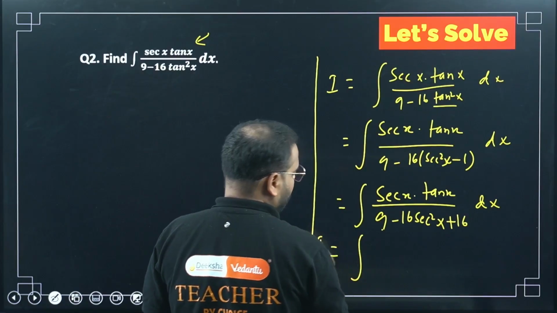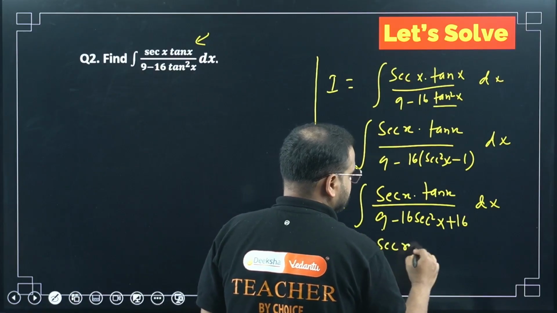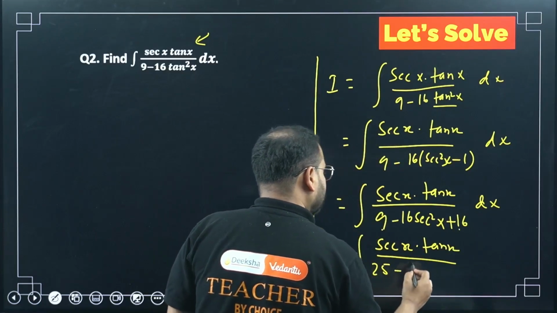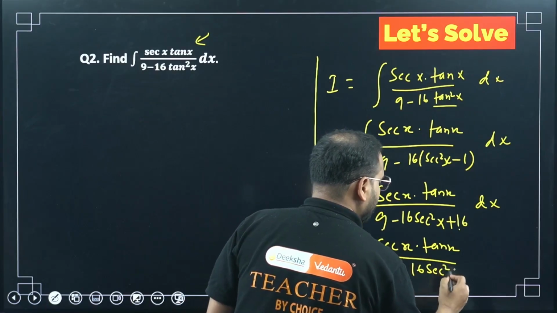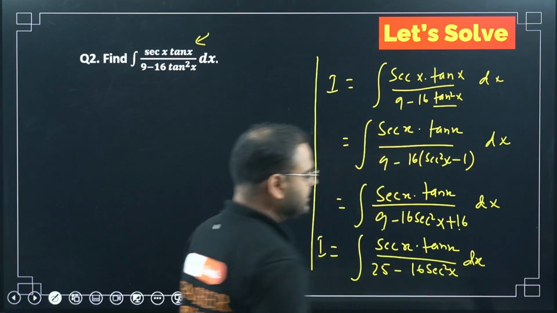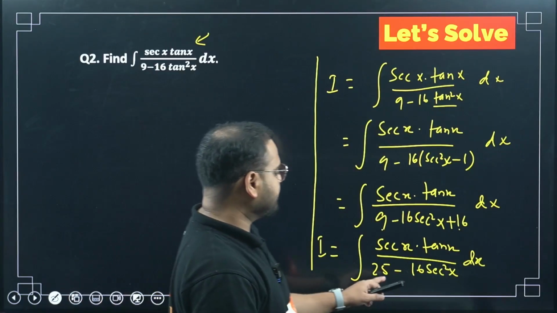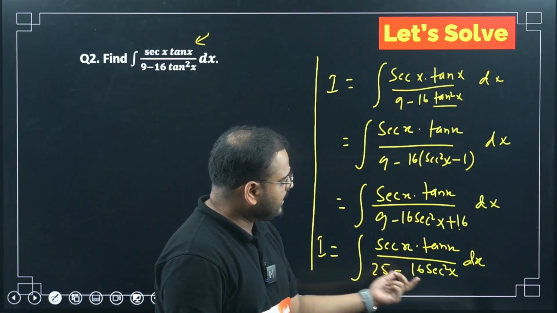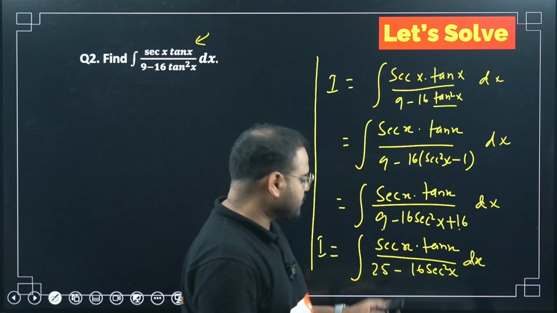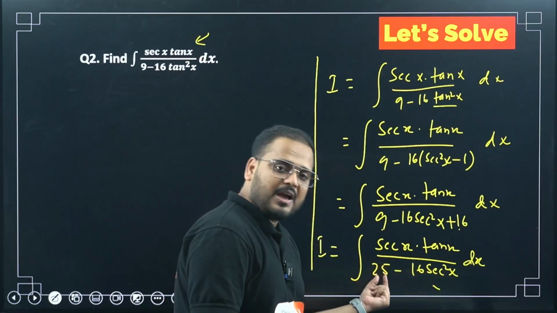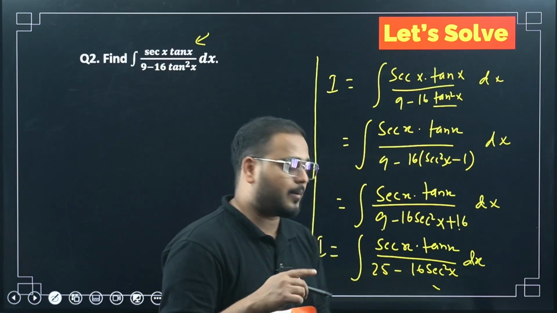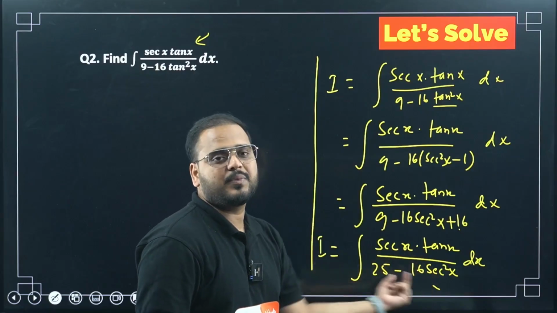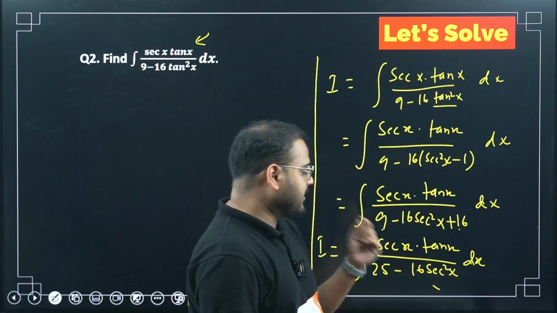I will be integrating secant x tan x upon 25 minus 16 secant square x dx. This is very, very simple. Now have a look. Once this is simplified, this is 5 square and this is 4 sec square. So I have the form a square minus x square coming up, but this numerator is giving me the trouble. If there was no numerator, I could simply use the a square minus x square formula for log.